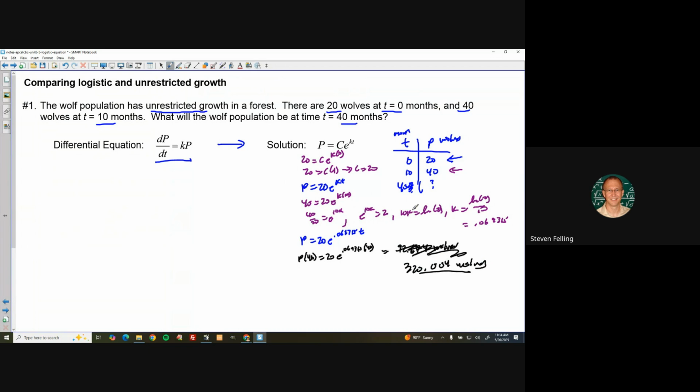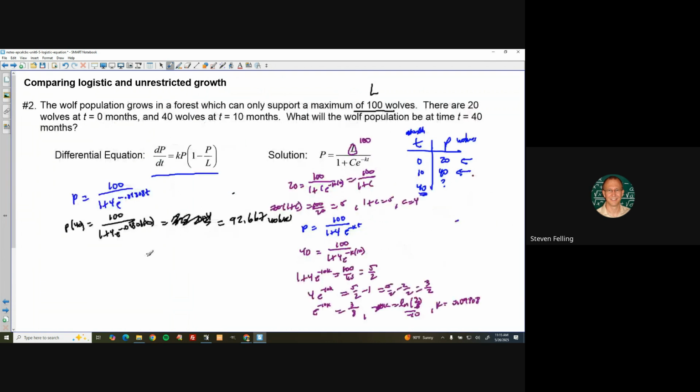All right. So yeah, when we had unrestricted growth, this population versus time was starting out with 20 wolves and growing exponentially. And by the time we got to 40, this was all the way up to about 320 wolves. But in the logistic model, population versus time, the system can't go above 100 wolves. So this 20 has a curve that looks more like this.